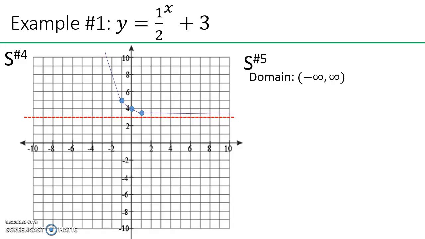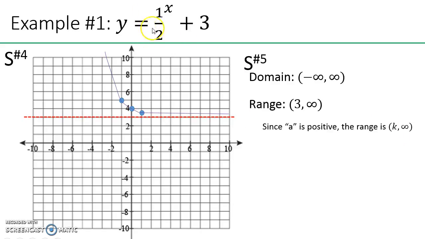Well, my domain is always going to be all real numbers, while my range is 3 to infinity. And I know it's 3 to infinity because my a is positive. Actually, I don't have an a, so automatically a is positive. So since that's the case, my range is my value for k to infinity. My value for k is 3, so my range is 3 to infinity.